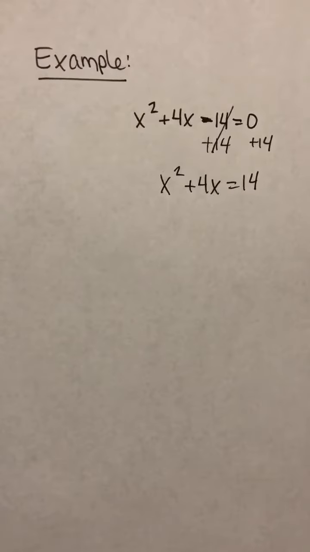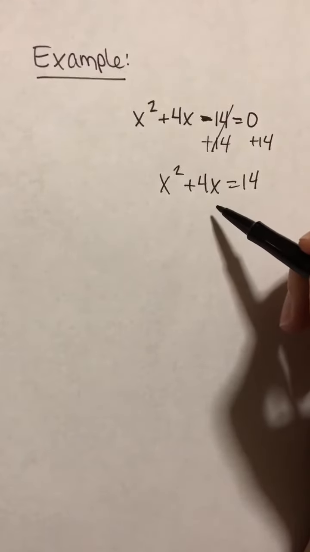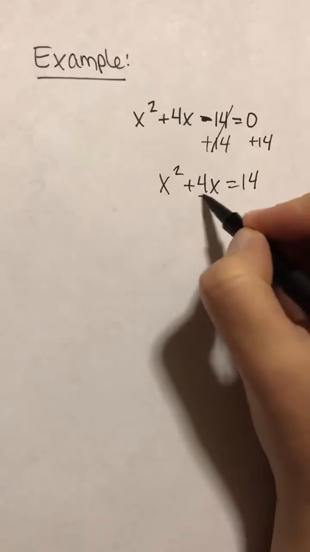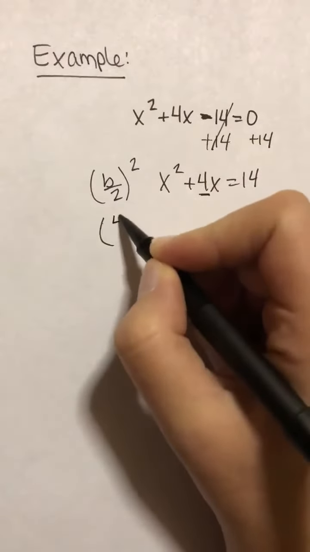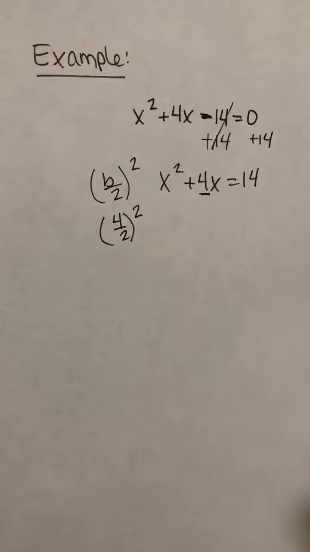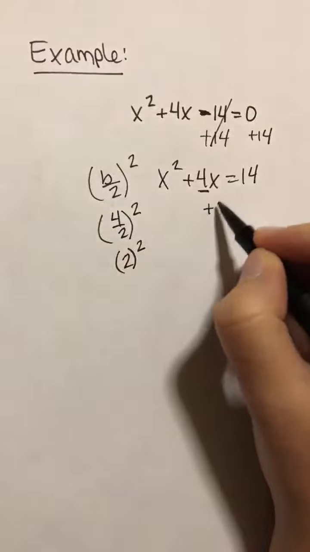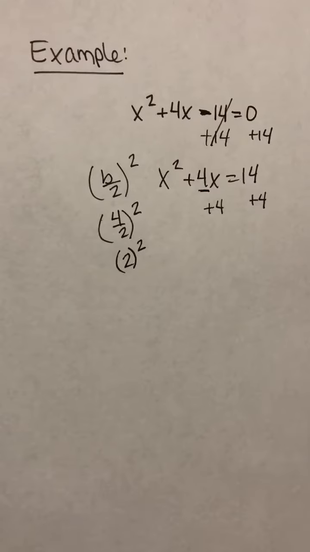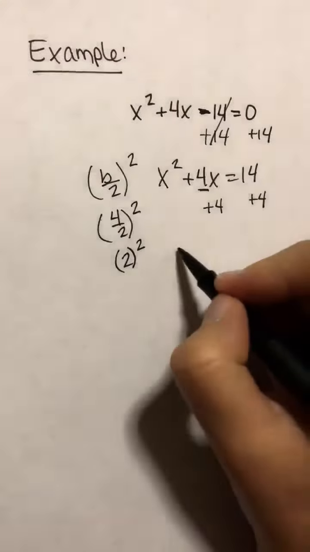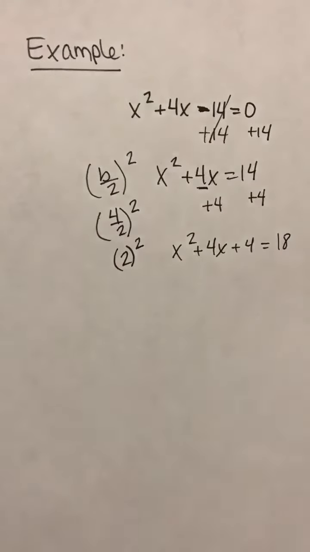Okay, now here's where the completing the square comes in. I want to add something to this side of the equation so that I have a perfect square trinomial. I can write it as a binomial squared. So to figure out what that is, I take my b value, which is 4, I divide it by 2, and I square it. Okay, so 4 divided by 2 is 2, 2 squared is 4. So 4 is what I have to add to both sides of my equal sign. Remember, I'm preserving the equality by adding to both sides. That gives me x squared plus 4x plus 4 is equal to 18.